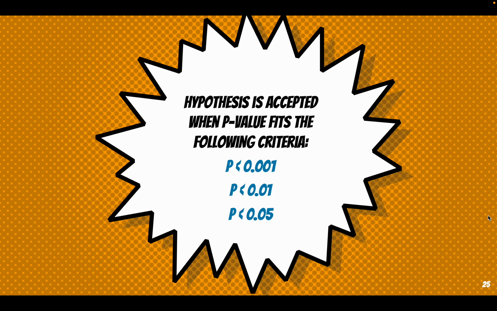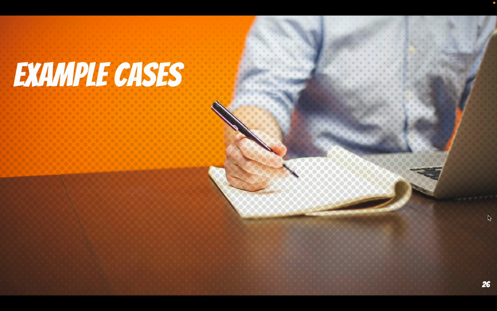We typically accept 3 levels of significance: p less than 0.05, p less than 0.01, and p less than 0.001. Lower p-values show stronger evidence. Here are some examples to help you understand different significant levels. Remember, significance does not necessarily mean importance. You still need interpretation.